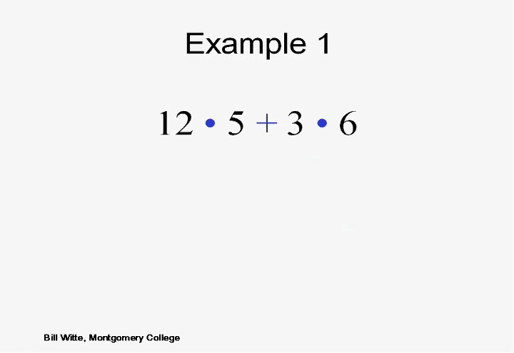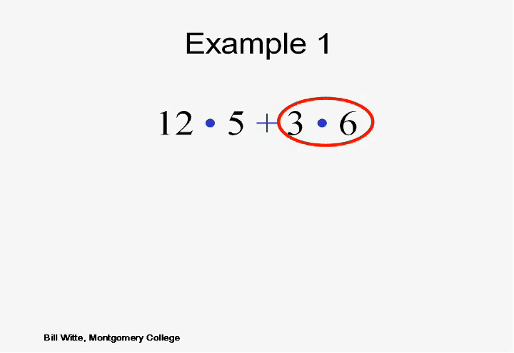Let's look at an example. In this problem, we have to do the order of operations, which is parentheses, there aren't any. Then exponents, there aren't any. Then multiplications and divisions. Now we do have two multiplications, so we have to work our way from left to right. We'll do this one first, then we'll do this one, okay?